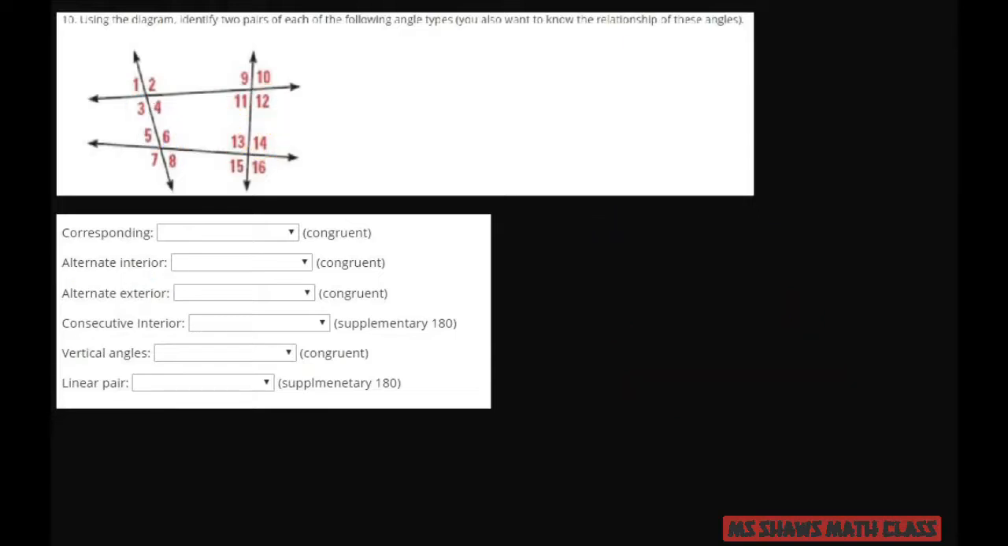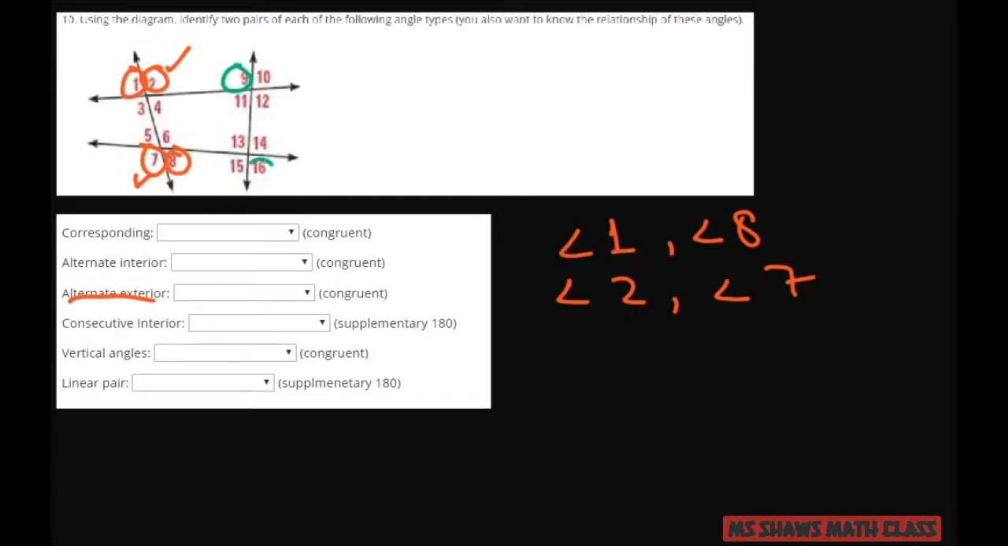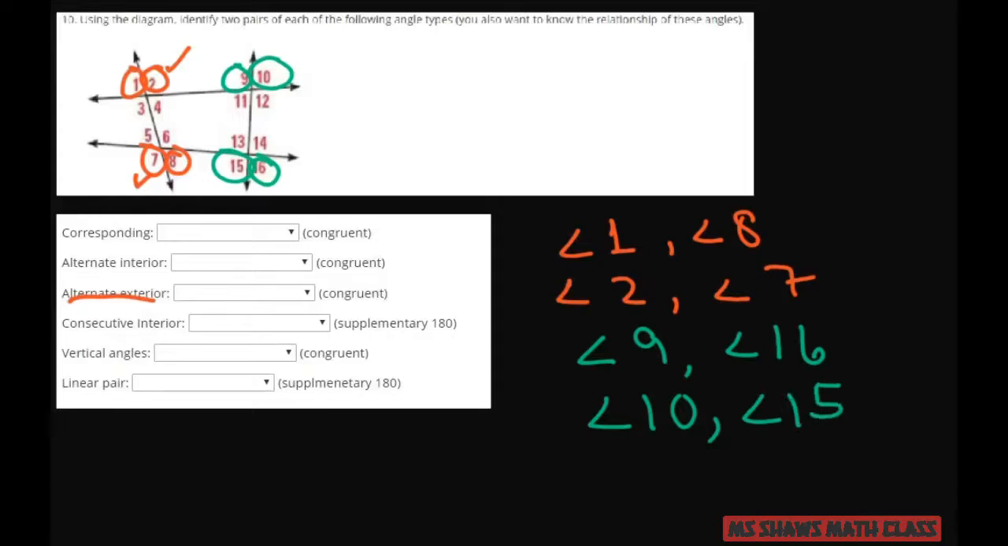And the next one we have is alternate exteriors. So on the exterior, so 1 and 8. And then we have 2 and 7. So they're on the exterior and they're alternating. So angle 2 with angle 7. And on this side, we have 9 and 16. So angle 9, angle 16, and 10 and 15. Angle 10 and angle 15.